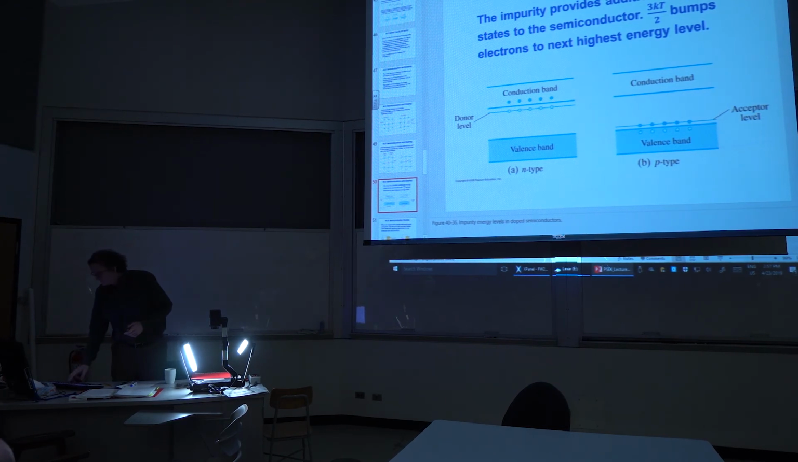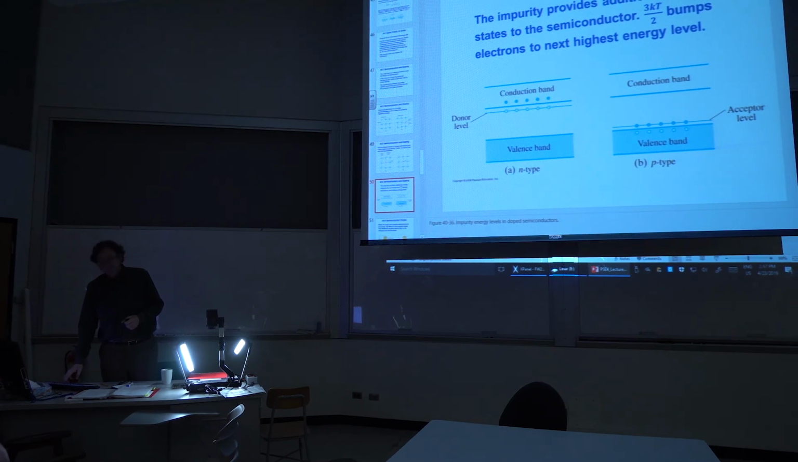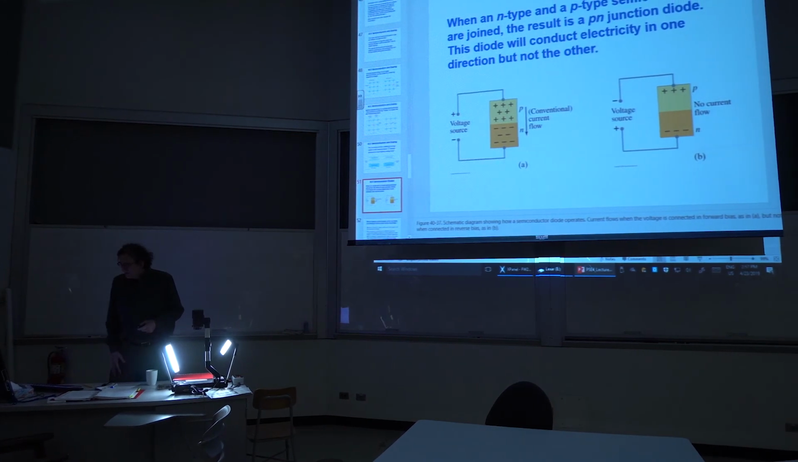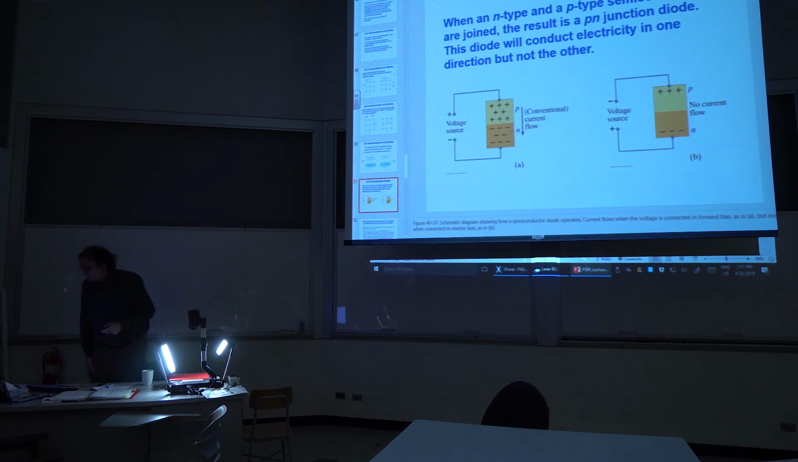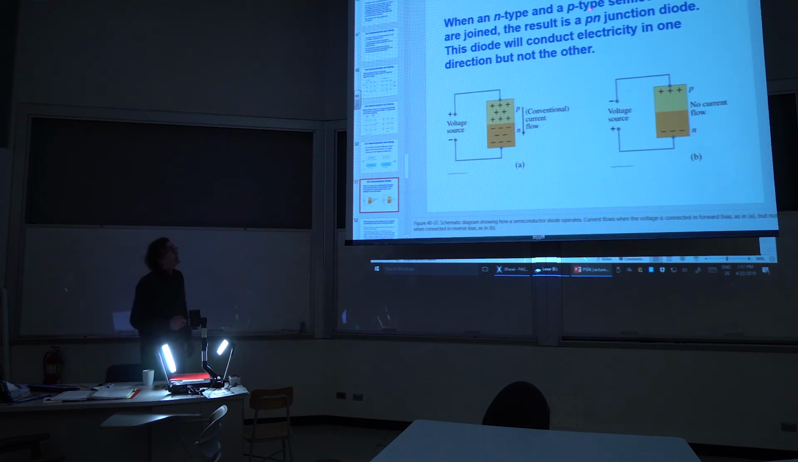Okay, we're getting closer to a diode. Diodes. What's a diode? When an n-type and a p-type semiconductor are joined together, the result is a p-n junction diode. The general feature, and we will describe this in the next slide, so there's going to be a lot more detail, but the general feature is that diodes conduct electricity in one direction, but not the other. So we have what's called forward bias and reverse bias. We're going to study the forward bias first.